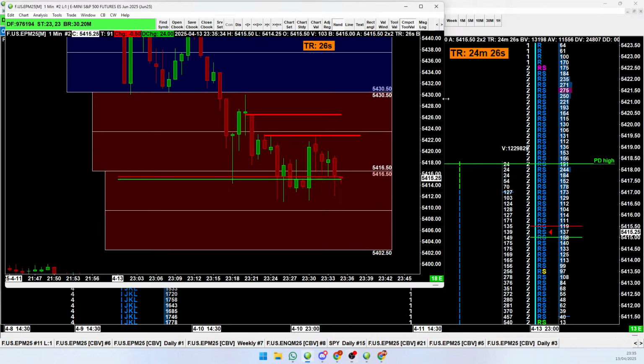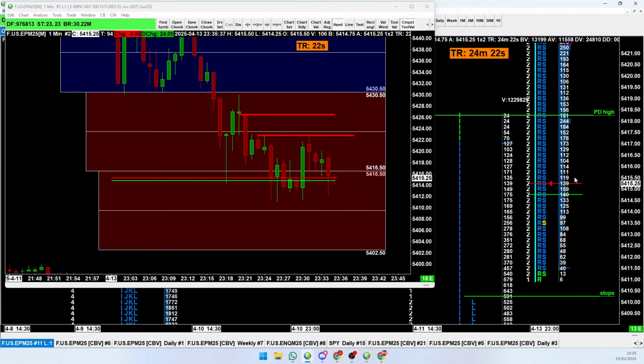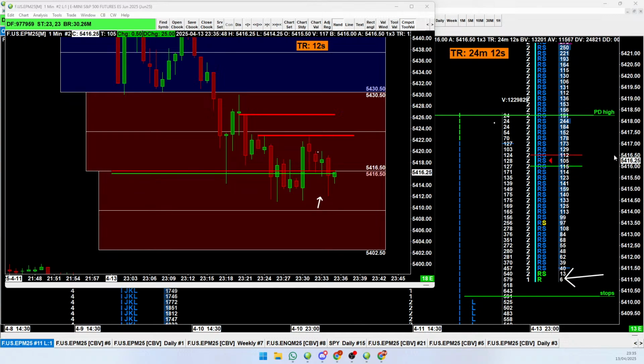Why don't you have the market profile levels? Because they're just useless right now. You're getting nothing from this. Other than that, this is the most important thing in the market profile right now: there's a poor low. Everything else is just noise.